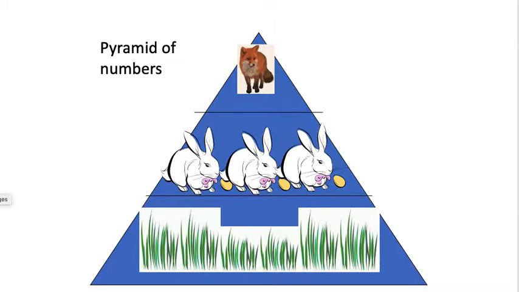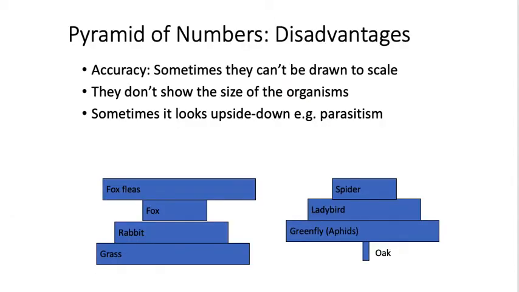You might wonder, when is a pyramid not a pyramid? Well, sometimes there are slight issues with your pyramid of numbers. Your first issue is it's not the most accurate. Sometimes if you have a huge disparity between the number of producers and, say, the primary consumers, you can't draw them to scale. For instance, that last one that we looked at for grass rabbit fox certainly wasn't to scale. They don't represent the size of the organisms in any way, just the number. That's why they're called pyramids of numbers.